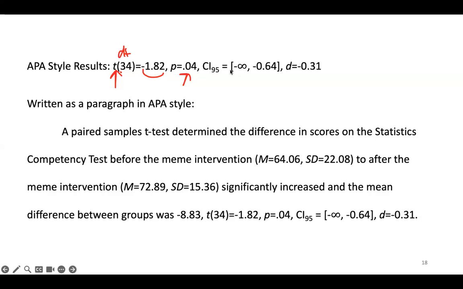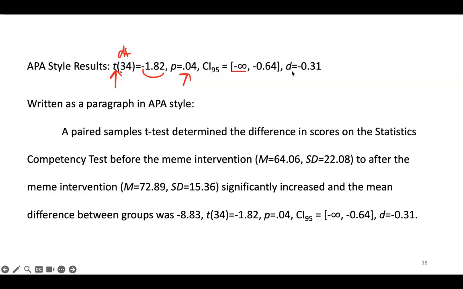And then that way, another person can look at this and say, oh, the p is less than 0.05. They rejected the null hypothesis. It's statistically significant. This is our confidence interval. And it went to negative infinity. So I put negative infinity sign. You could put infinity. It just means that it's the lowest possible negative difference. And then our upper boundary is this negative 0.64.